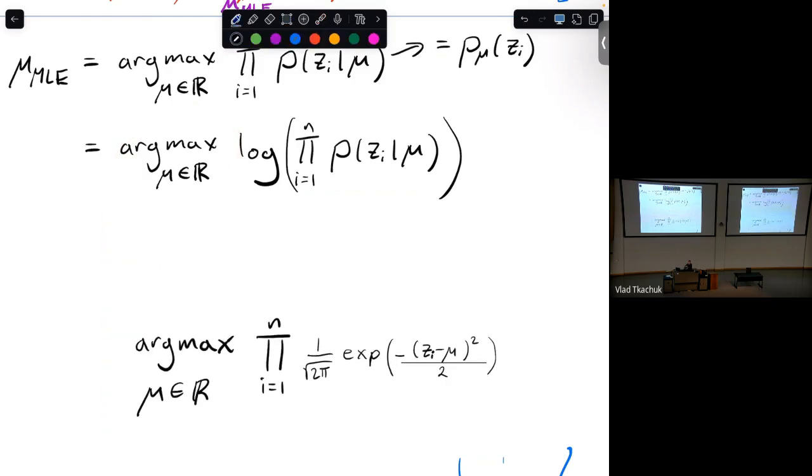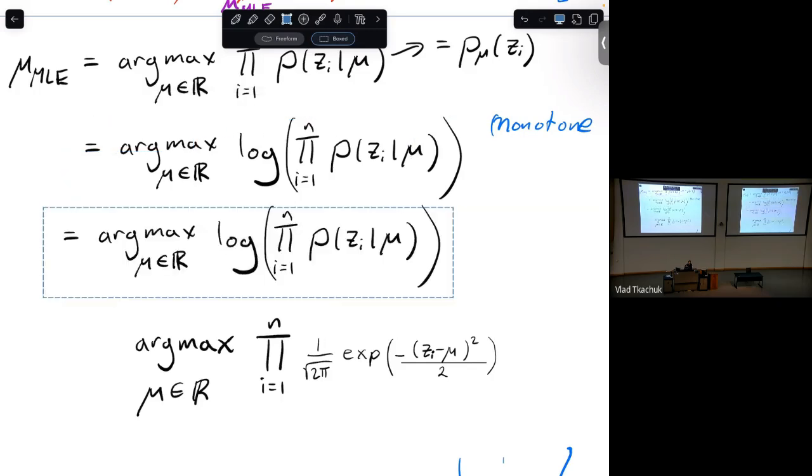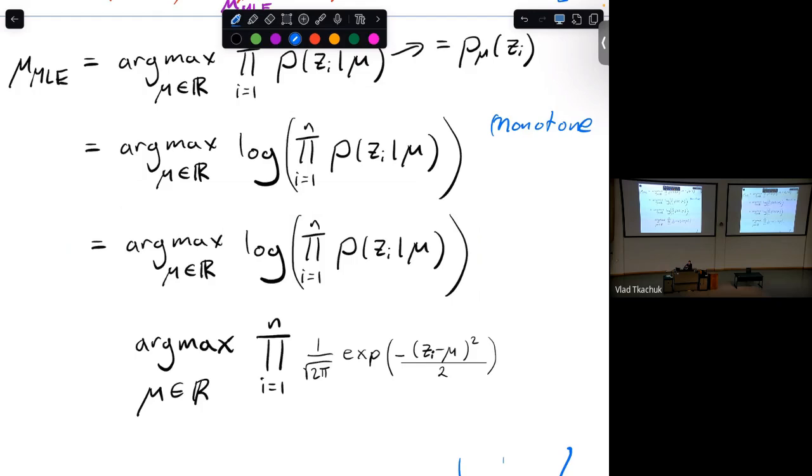And this is because the log is monotone. Okay, let's just do a couple more steps and we're almost there. So next thing is, there's a property of the logarithm, which you might remember, which is that log of a times b is equal to the log of a plus the log of b. And so this is why we applied the log function, because the product becomes the sum of things.